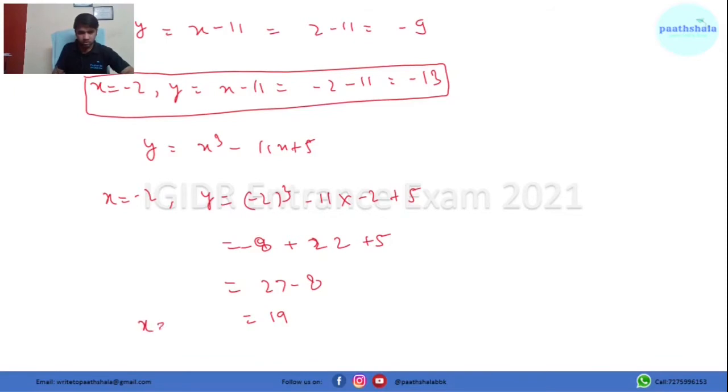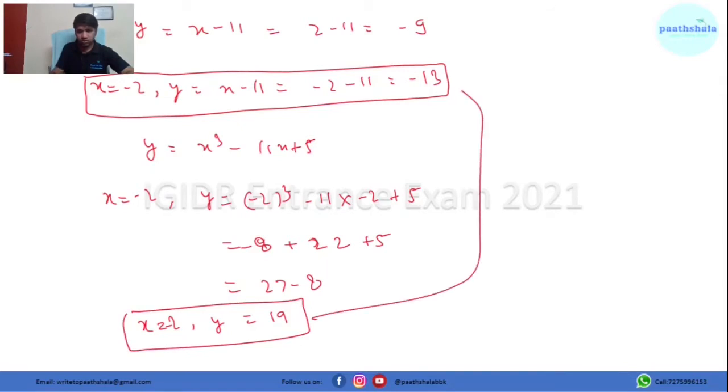So this x equals to minus 2 and y equals to 19. These 2 points are not same. So this will not be the point of contact. So we have only one point that will be 2 comma minus 9. Okay, so this is your answer.